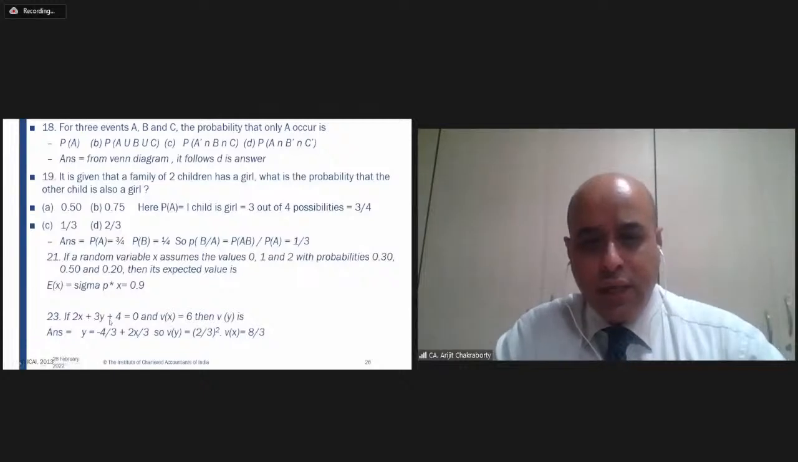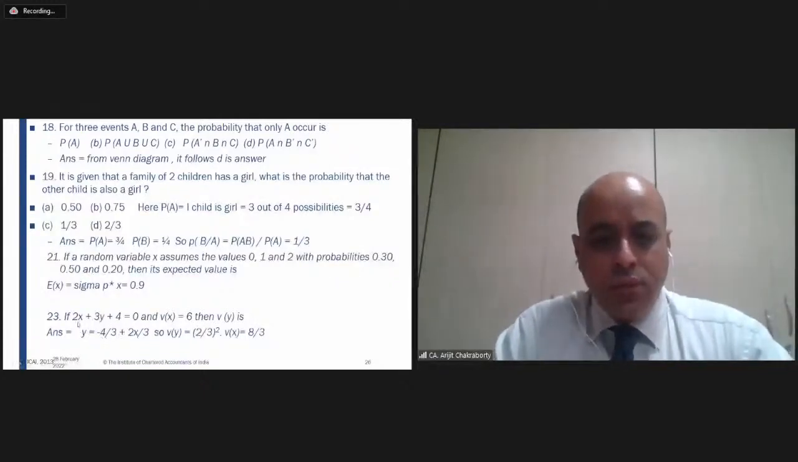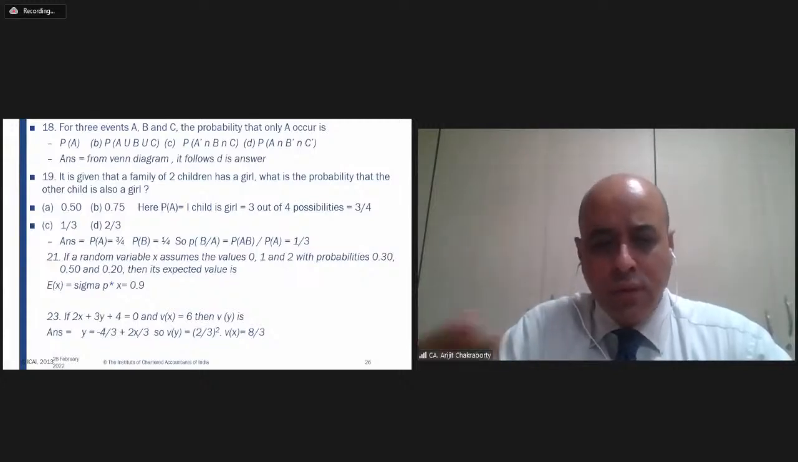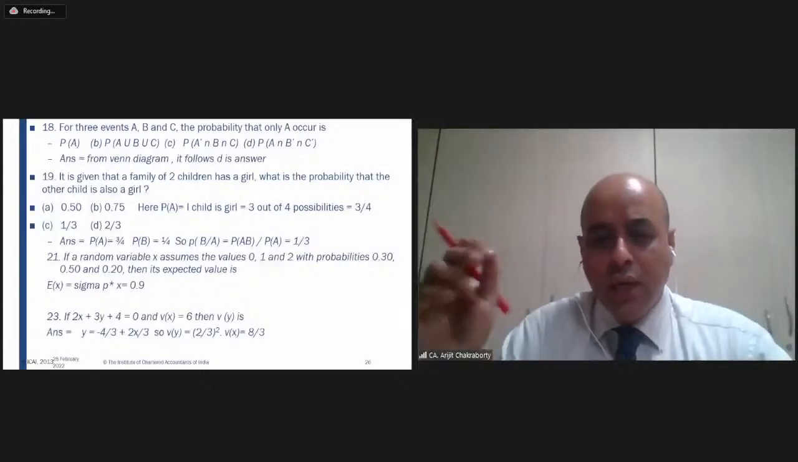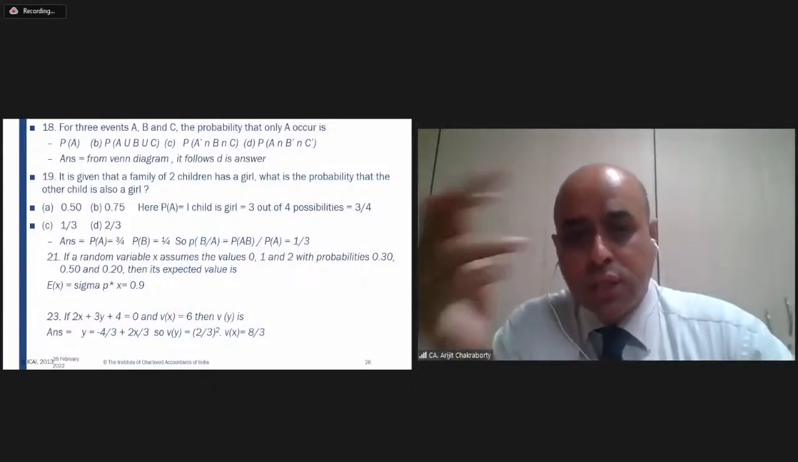Just see in the slide, I have done the step-by-step working out here. So I can easily write y is equal to minus 4 by 3, and from there we can find that the coefficient is again minus 4 by 3. So here, Vy, that is the variance of y, will be the modulus, which is 2 by 3.